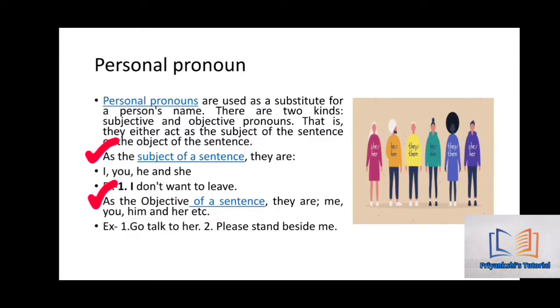Example, I don't want to leave. As the object of a sentence, they are me, you, him and her, etc. Example, go talk to her. Please stand behind me.